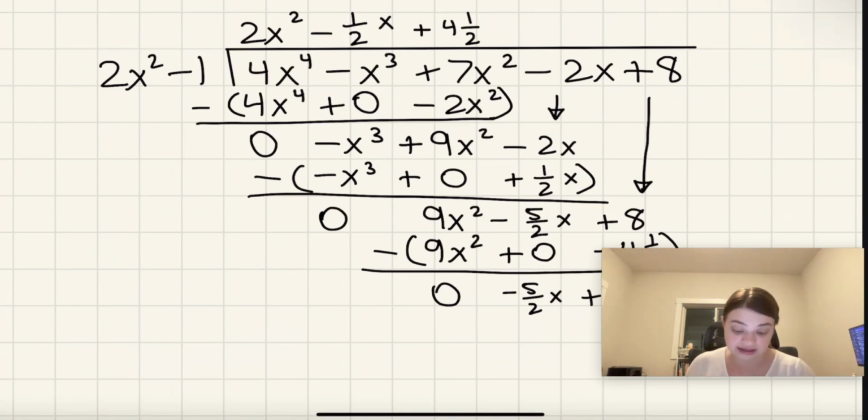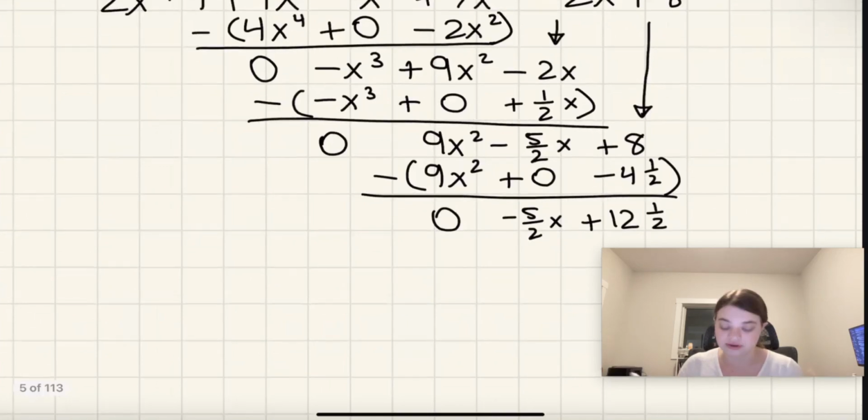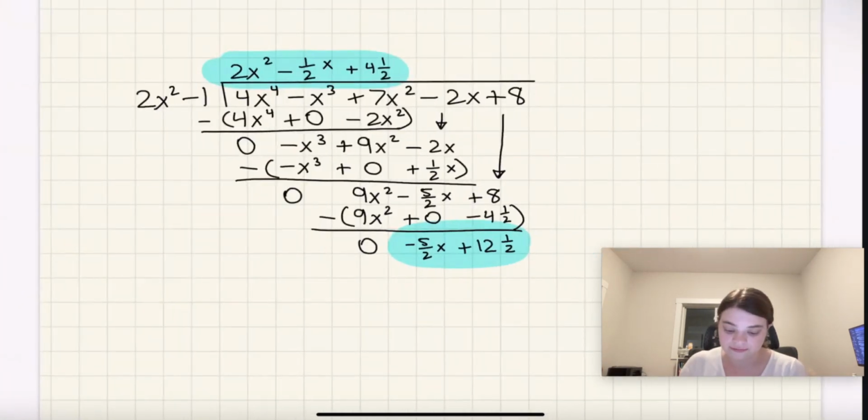So our final answer is right up here. I'm going to highlight it for you. It's 2x squared minus 1/2 x plus 4.5. And the remainder is right here at the bottom. It's negative, sorry about that. It's negative 5 over 2x plus 12.5. And so there we go. There's a full picture of that.